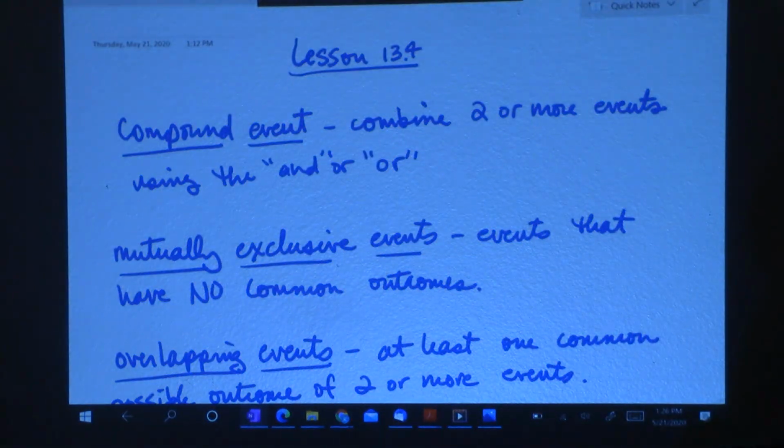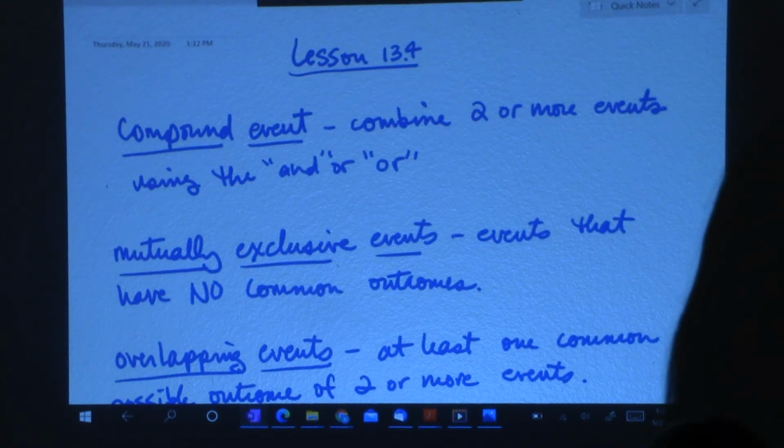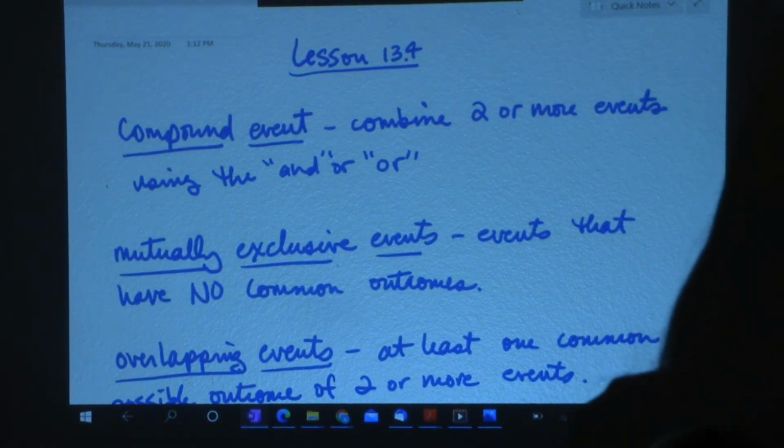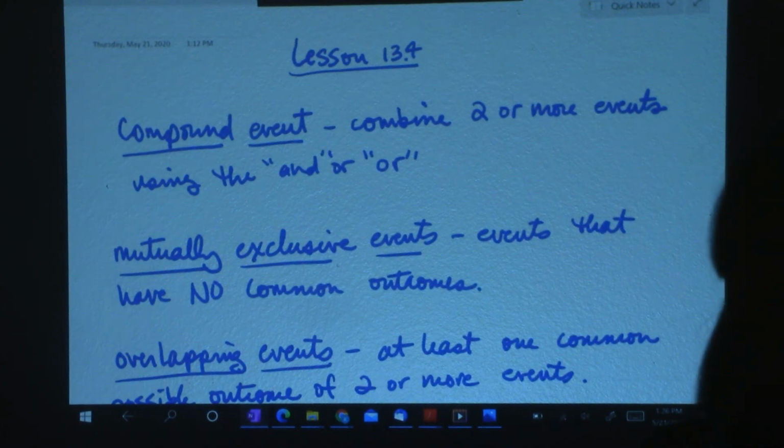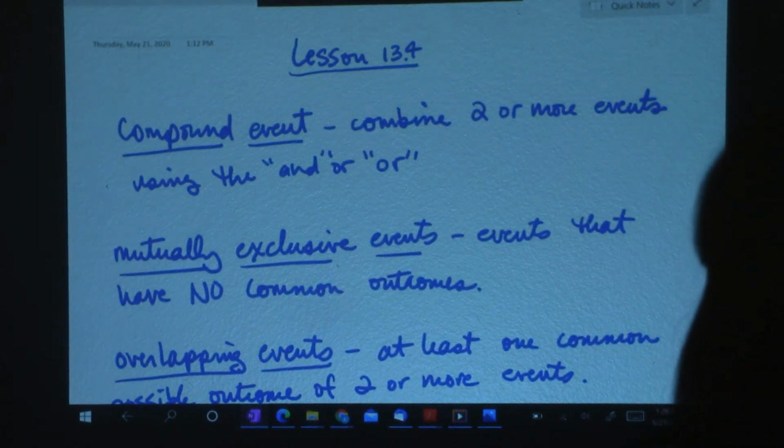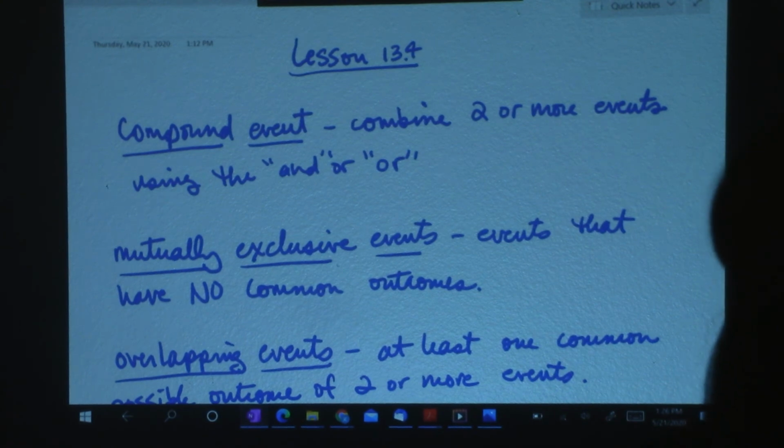Okay, so I'm going to go to the overhead. Now, I already wrote down some of these definitions to save time. So I'm just going to read them for now, and you can copy them down and pause anytime you want to. I don't have them all written down, but I got started with it. Okay, so we need some definitions. The first one is a compound event, and that is when we combine 2 or more events using "and" or "or". Okay, so we're just talking about more than one. Mutually exclusive events. That's when they have no common outcomes.